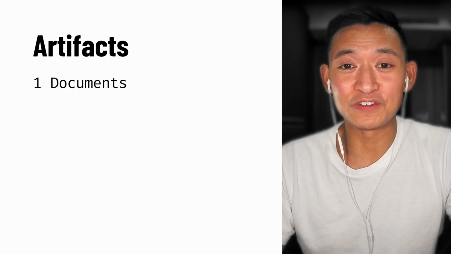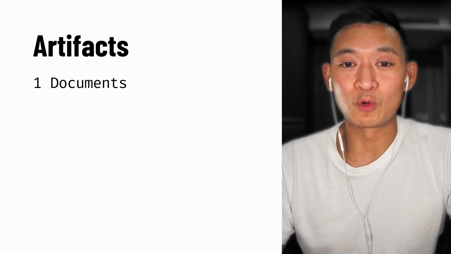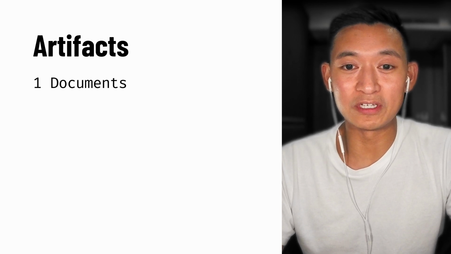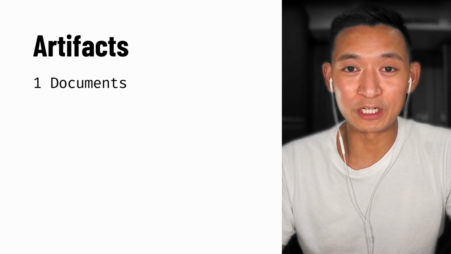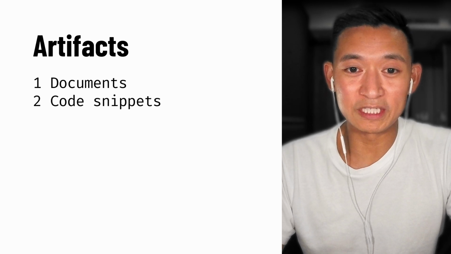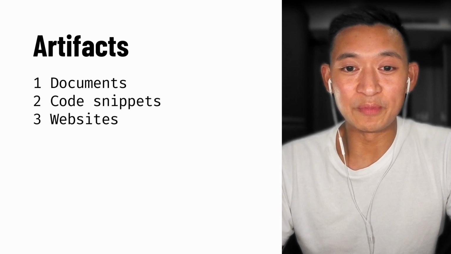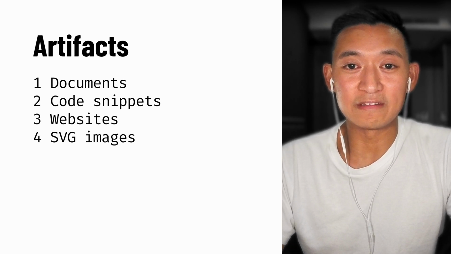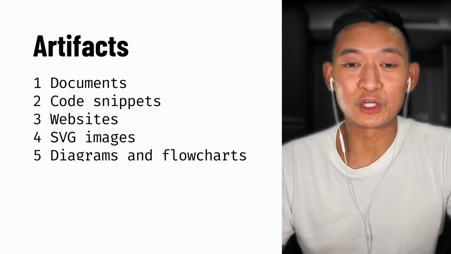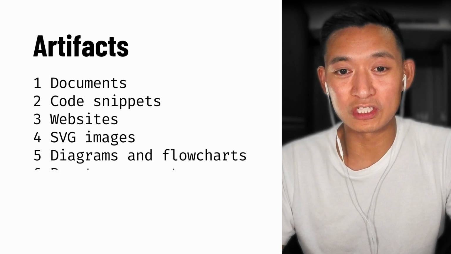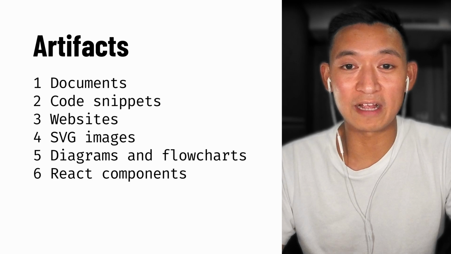Now, what kinds of artifact content can you make? Well, here's a rundown of a few things. Number one is different documents. You could do markdown or plain text documents. You could have song lyrics. You could have code snippets as we've seen. You could create web pages, simple HTML pages. You could create SVG graphics. You could create diagrams and flowcharts, and you could create interactive React components.